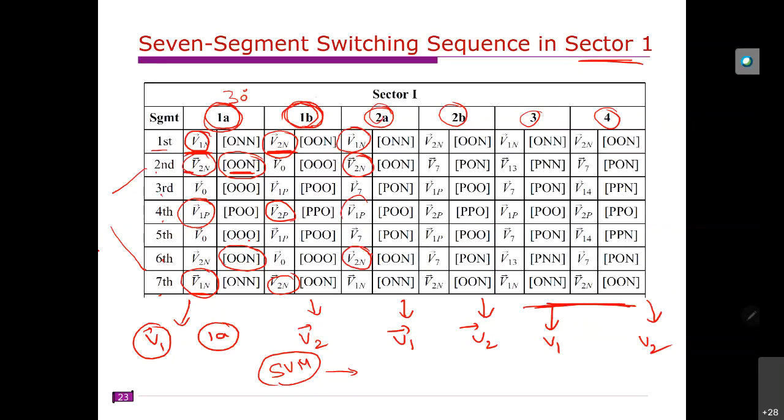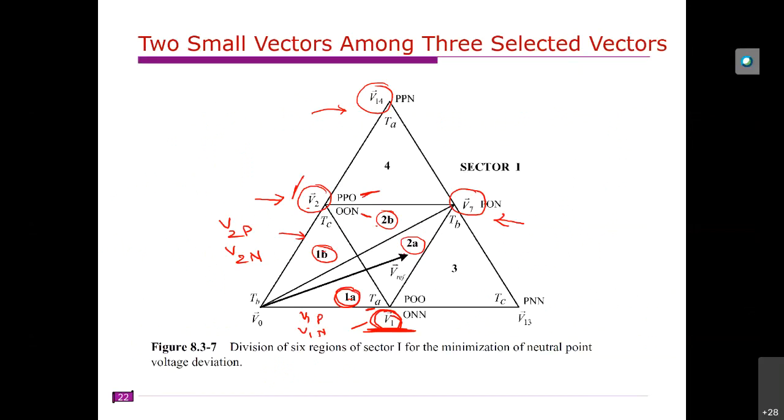Whereas if it is in region 3 and 4, in that case we can reduce this neutral point voltage, meaning we can reduce the unbalance among these two capacitor voltages, right? Clear?